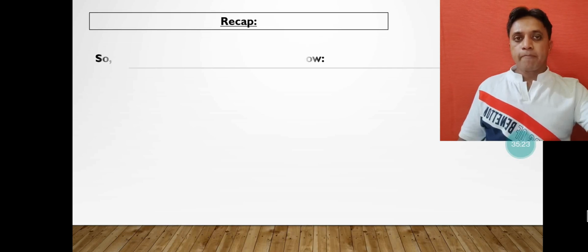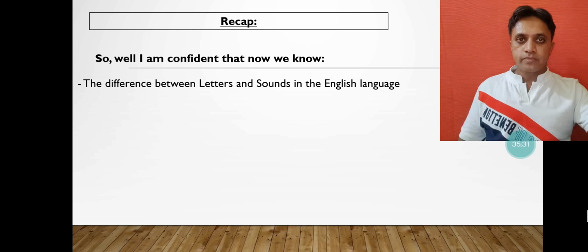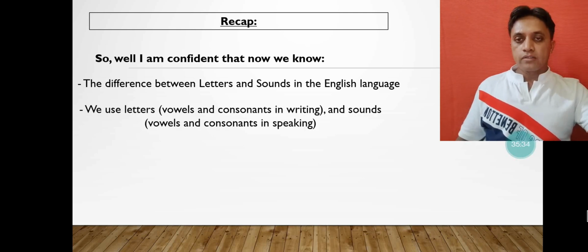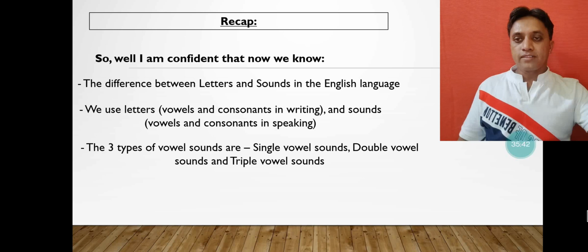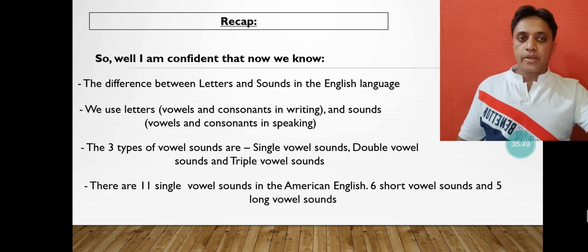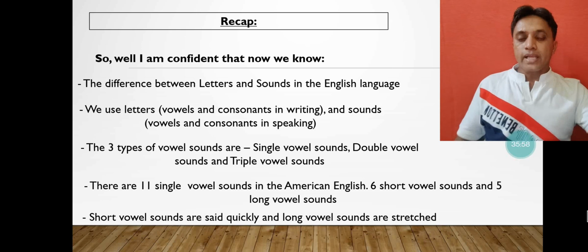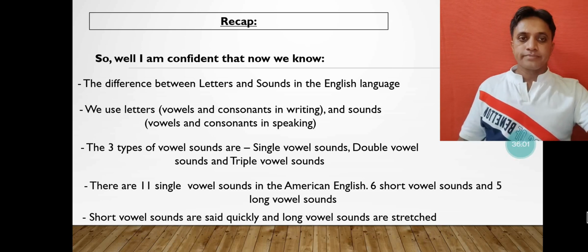Let's do a quick recap. I'm confident that now we know the difference between letters and sounds in the English language. We use letters, vowels, and consonants in writing, and we use sounds, vowels, and consonants in speaking. There are 3 types of vowel sounds: single, double, and triple. There are 11 single vowel sounds in American English, 6 short vowel sounds, and 5 long vowel sounds. Short vowel sounds are said quickly and long vowel sounds are stretched.